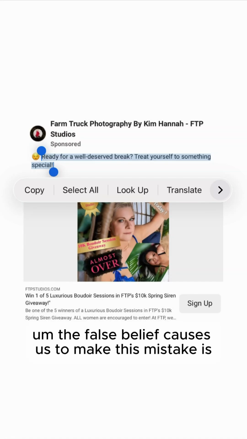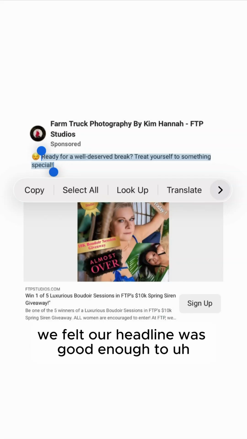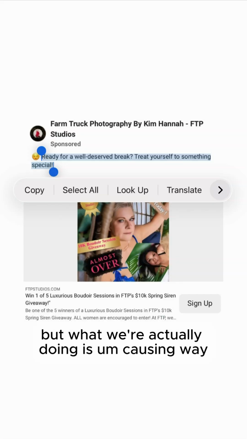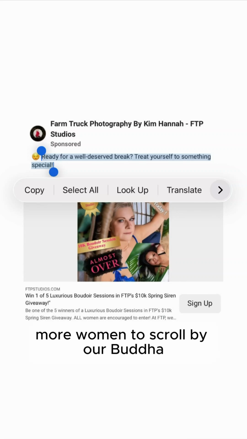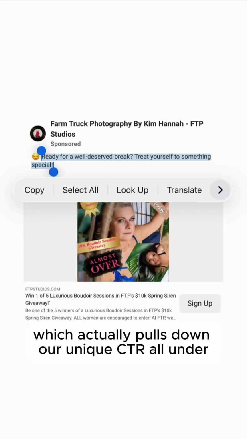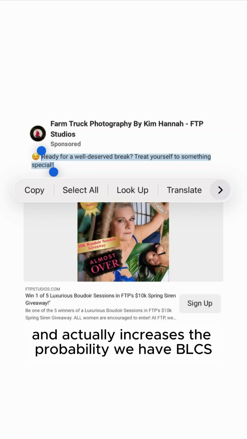The false belief that causes us to make this mistake is, we felt our headline was good enough to maximize our results, optimize our results. But what we're actually doing is causing way more women to scroll by our boudoir Facebook ad than necessary, which pulls down our unique CTRL under 6% and increases the probability we have BLCS.